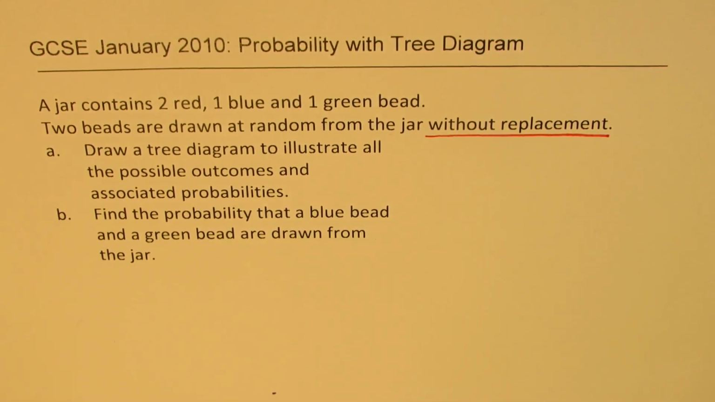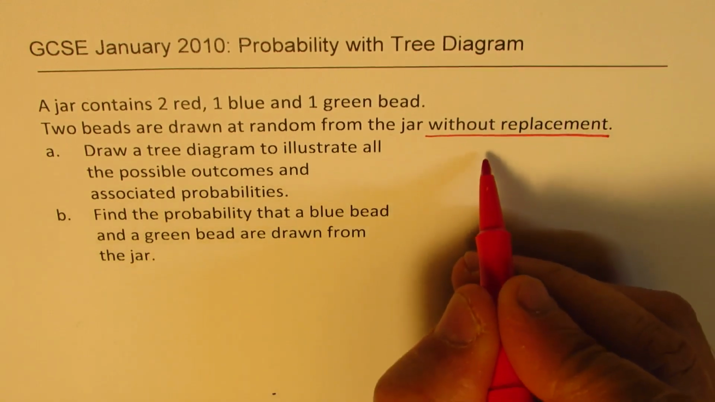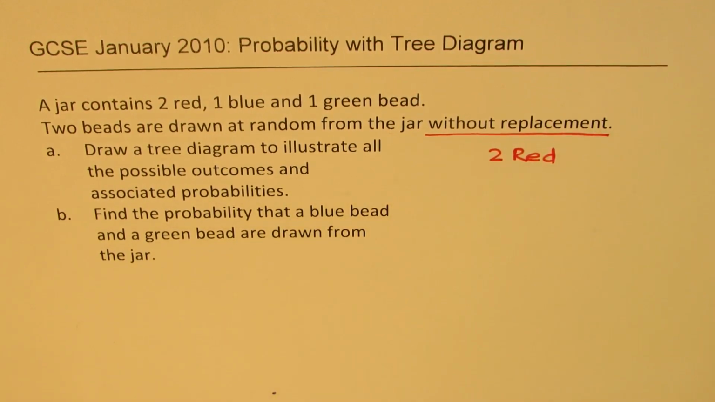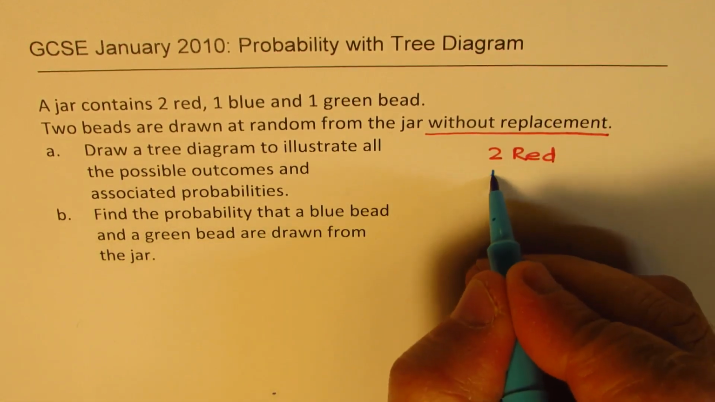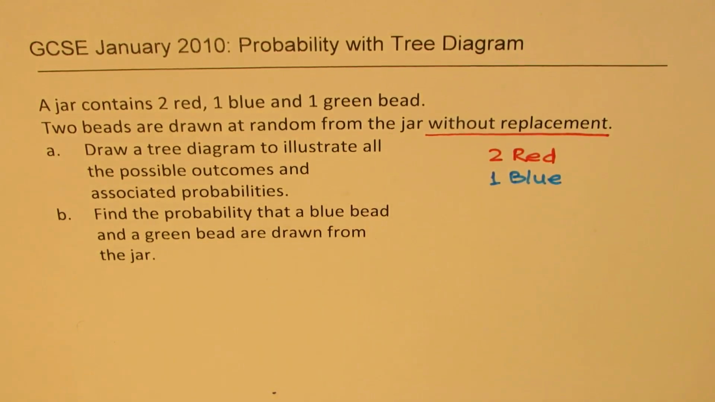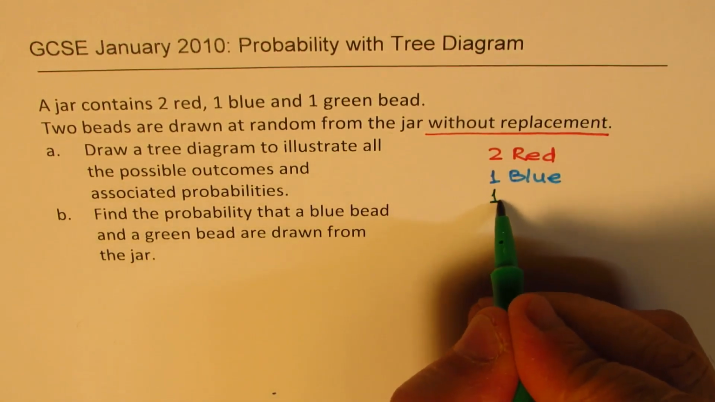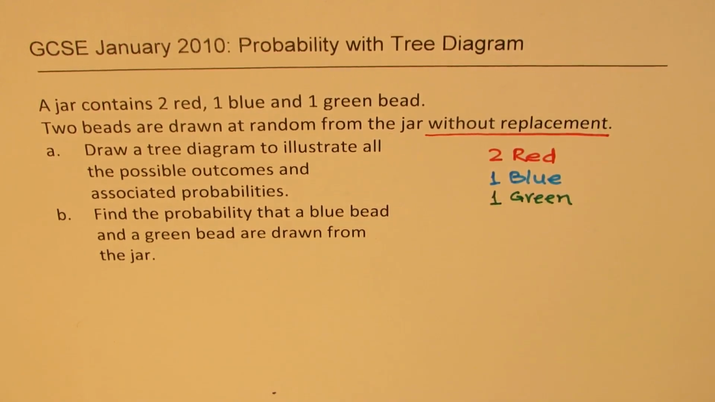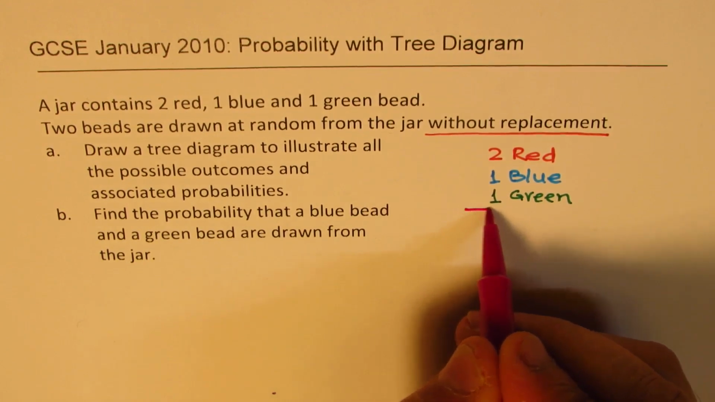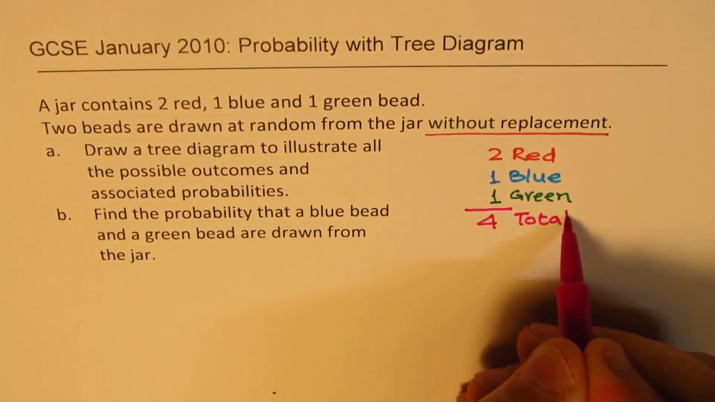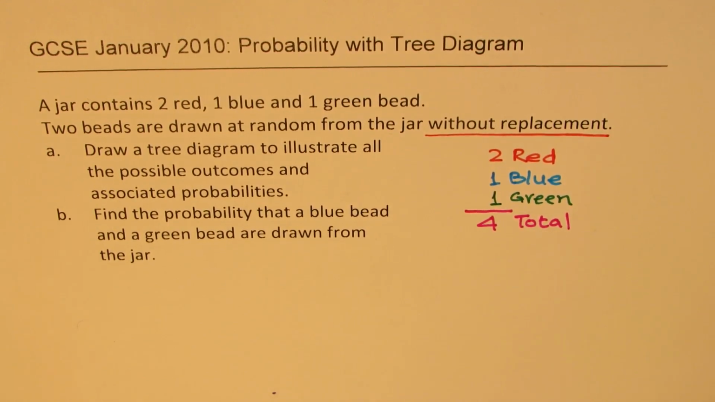So let us carefully look into what we are given, right? So we are given 2 red. We are given just 1 blue. And also 1 green. So what is the total? Whenever we're talking about probability, it is very important to understand what is the total. Right? That is your denominator most of the time.